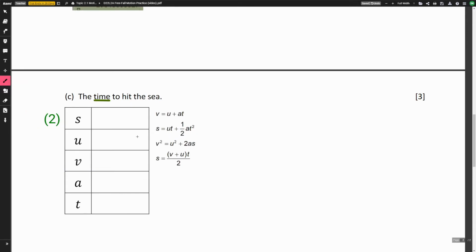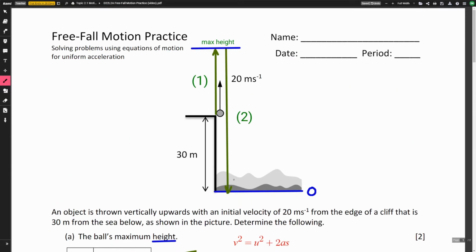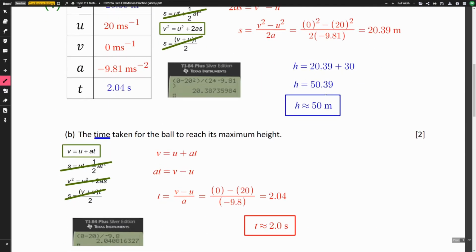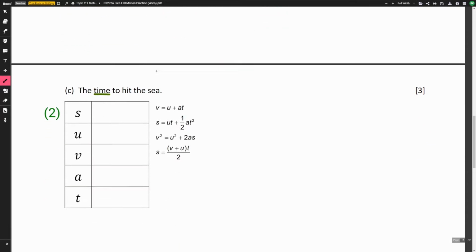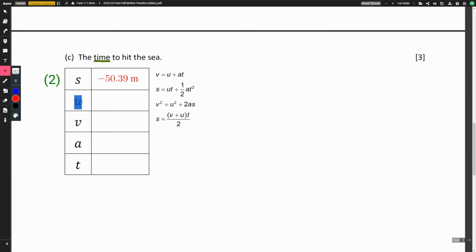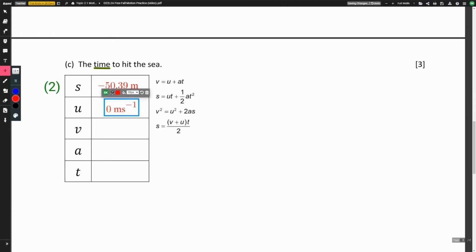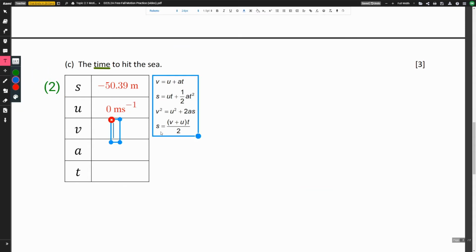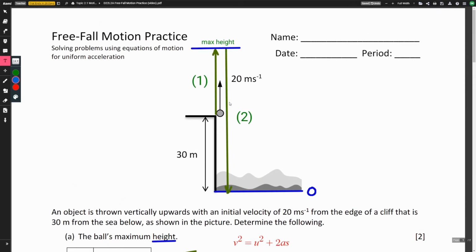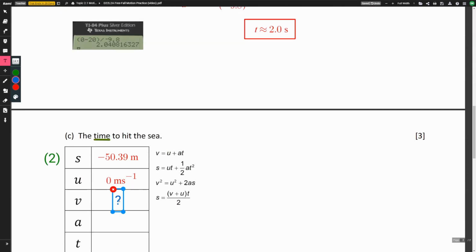We know that for the second interval of motion, the displacement is negative of the height. So the displacement's going to be negative 50.39. We also know the initial speed. When you're at the highest point, that's where we're starting from. We're starting from the maximum height, so the initial speed is 0. Okay, and we do not know the speed that it hits the water at. That is not a known quantity. It's not told to us. It's going to fall and it's going to splash in the ocean. We have no idea what that speed's going to be when it splashes, so we're going to leave that as a question mark.